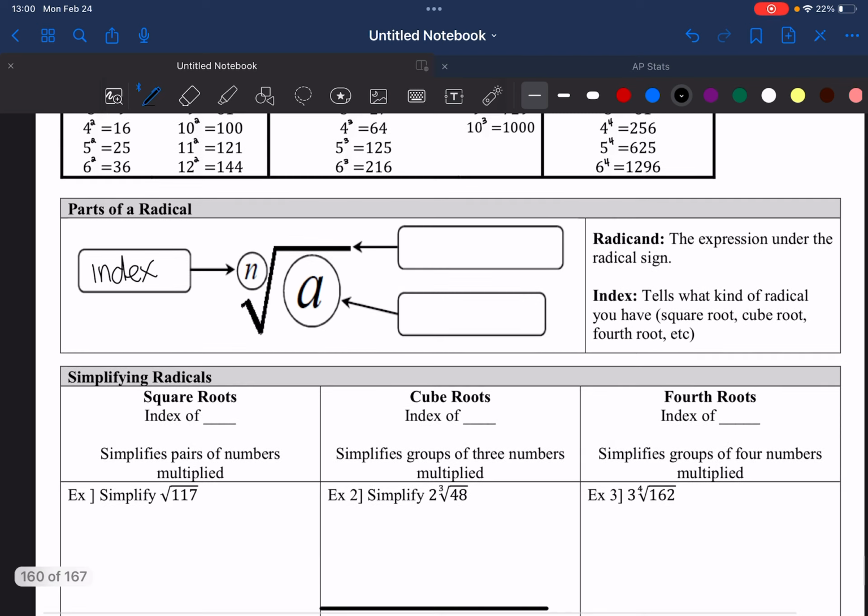Okay. This is called the radical. So no longer call that the square root. Call that the radical, because we're talking about multiple different radicals now, not just square roots. And then we have the radicand. So the radicand is the number inside of the radical.